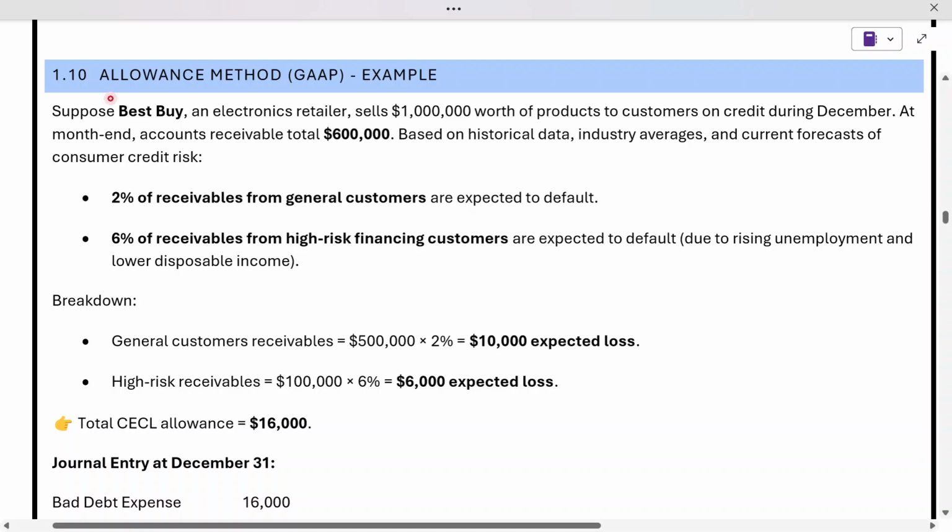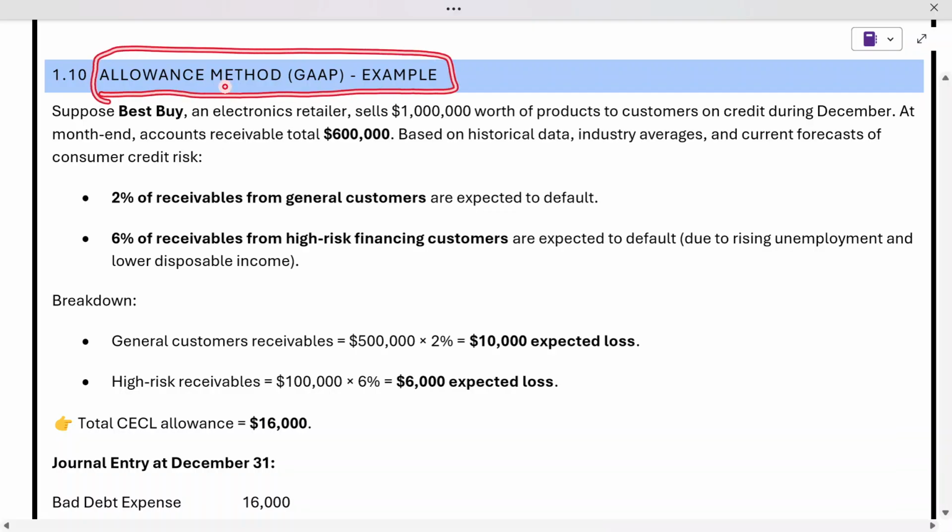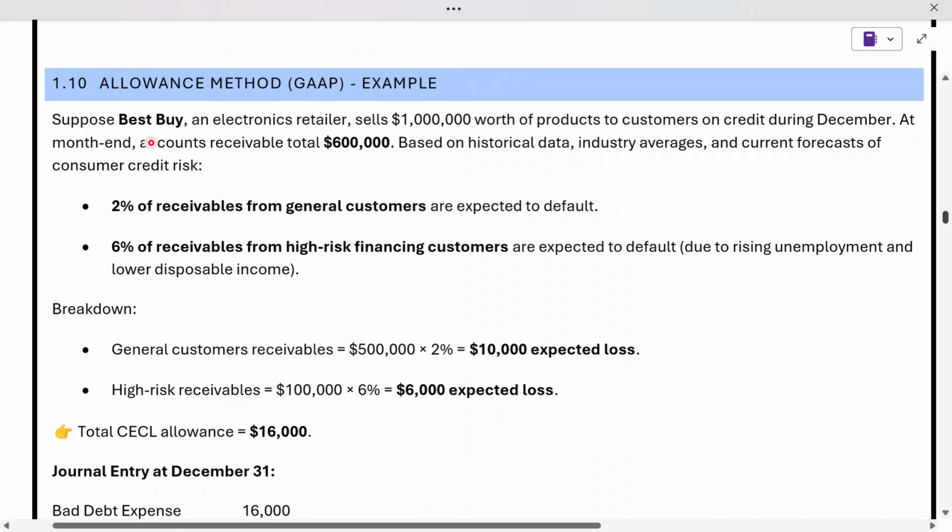Okay, now let's try to understand the allowance method, which is accepted by GAAP as well. So what happens in the allowance method? Let's try to understand through an example. The company is Best Buy, an electronic retailer, which sells $1 million worth of product to customers on credit. These have all been sold on credit, $1 million, in the month of December. At month end, accounts receivable total $600,000.